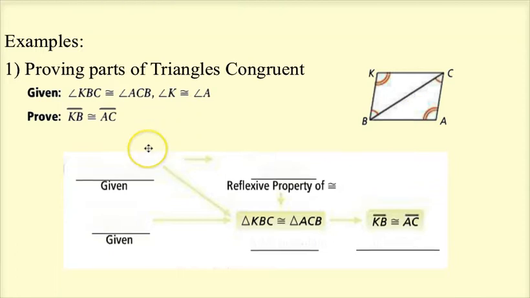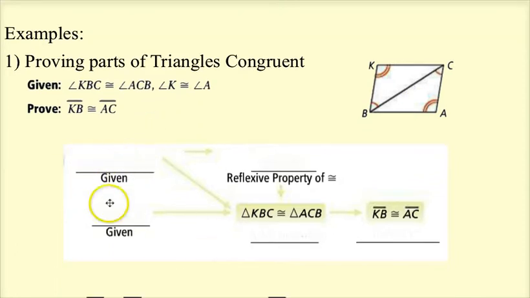So that's my given. So my flow proof, it's set up for me. I'm just filling in either the statement or the reason. So my given is easy because I have two pieces of given, so I'm just going to fill that in. Angle KBC is congruent to angle ACB, and angle K is congruent to angle A. Okay, so I have those two angles. Now, I can never prove triangles are congruent by three angles, so I have to have a side somehow. It's either going to be a side included or a non-included side, so look at my picture.